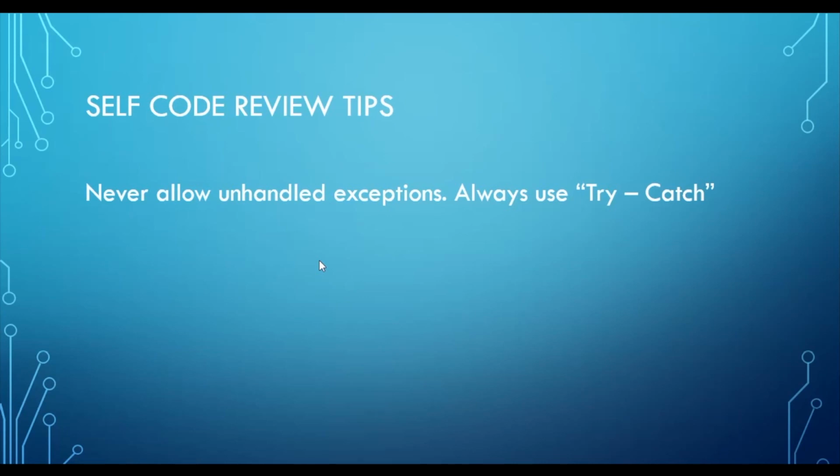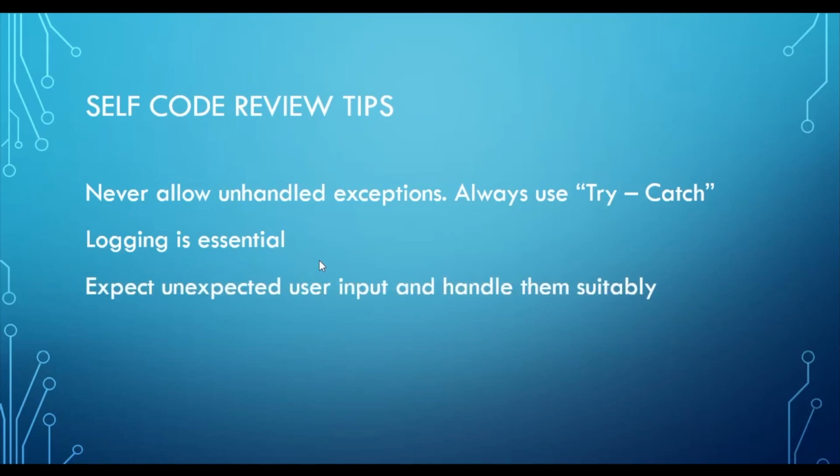Number 2, logging is essential. It is very evident, without logging we will not be able to identify where exactly any particular error has occurred. So logging is completely essential in a real-time environment at least. Number 3, expect unexpected user input and handle it suitably. As I mentioned, as a developer, once we develop, we have to get into the tester's mindset and make sure our code handles any kind of user input appropriately.